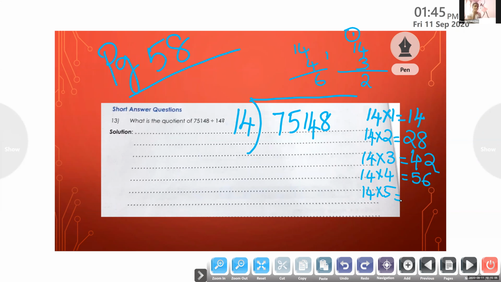70. Now 14 into 6. 84. 14 into 7. 98. Okay, children, you can multiply here also. 4 into 4, 16. Right here 6. 1 carry over. 1 into 4, 4 plus 1, 5. So we have written this table.